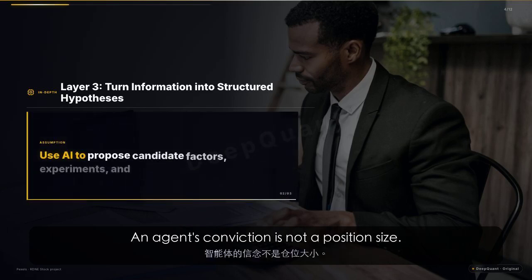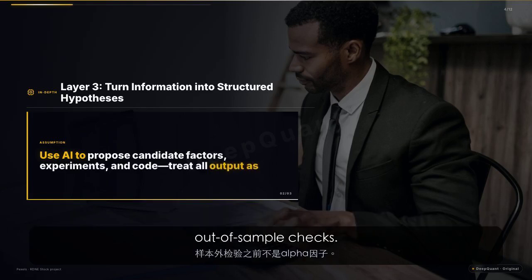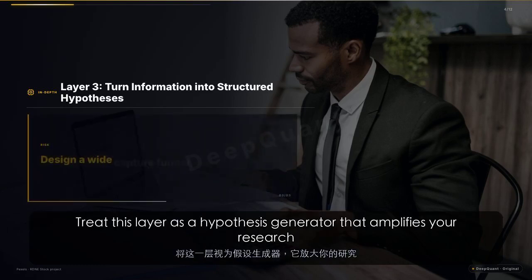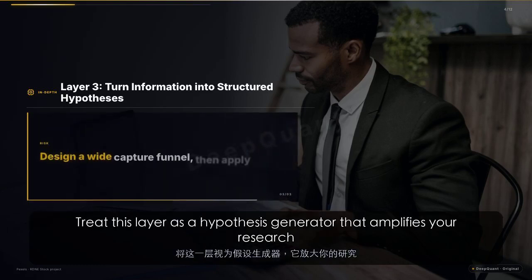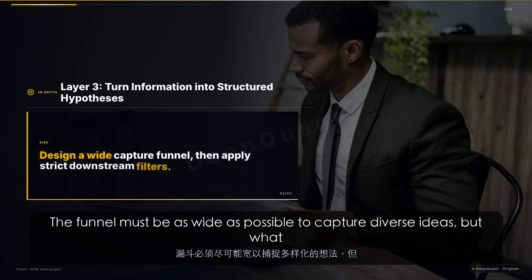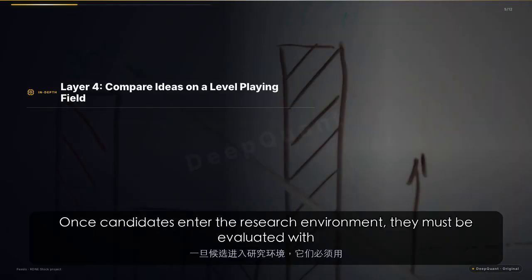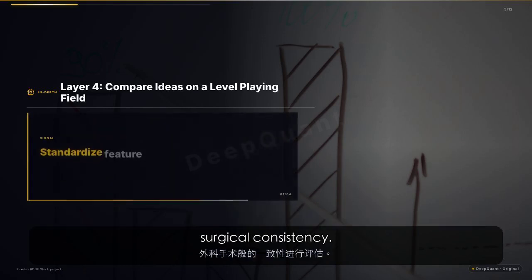An agent's conviction is not a position size. An auto-generated formula is not an alpha factor until it passes rigorous out-of-sample checks. Treat this layer as a hypothesis generator that amplifies your research bandwidth, not as a replacement for skepticism. The funnel must be as wide as possible to capture diverse ideas, but what passes through must survive every subsequent screen.